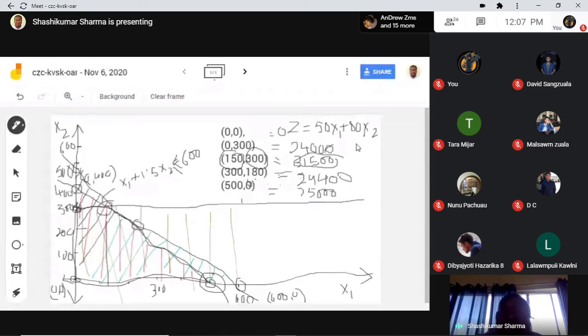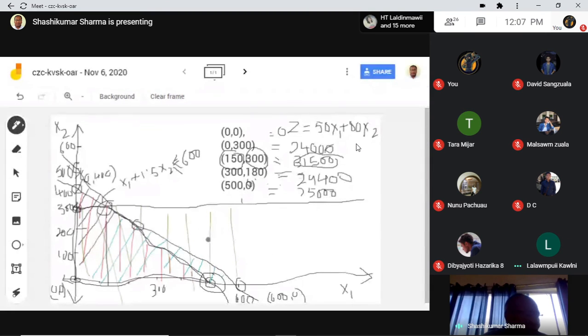These problems are being solved by using the graphic method when you have only 2 variables, but if you are having 3, then you cannot use graphic method. If you have x1, x2, x3, more than 2 variables, then you cannot use graphic method. Okay, so this is how.